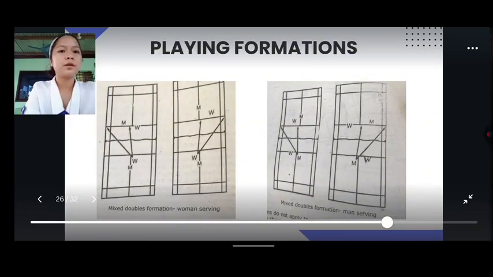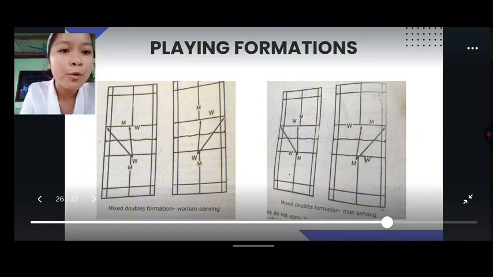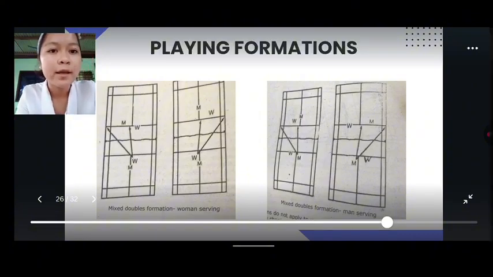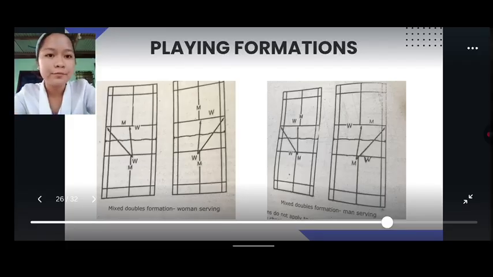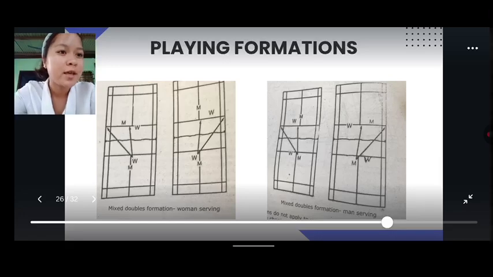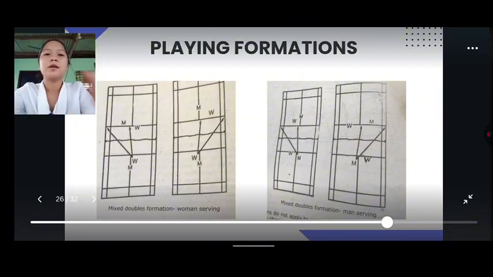Then, this is the formation for women's serving. So, if the woman serves, she directs the shuttle to her right opponent. Or she can serve to the sideline court. If the man is serving, he can direct it, but it depends on your technique, so that your opponent is moved when you hit the shuttle.